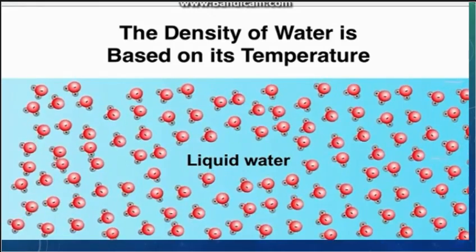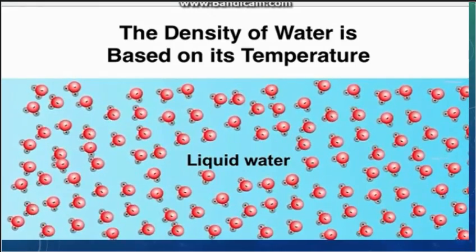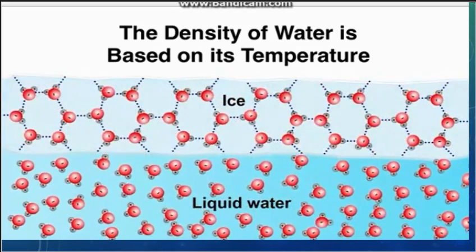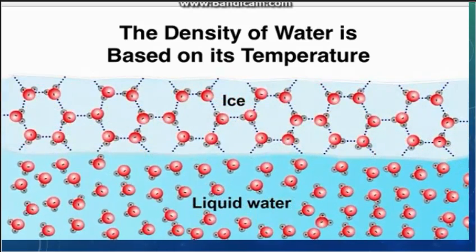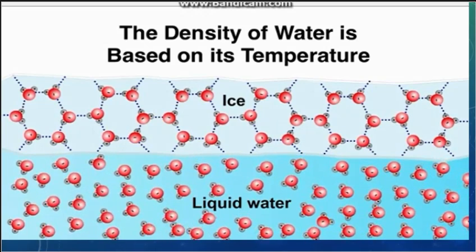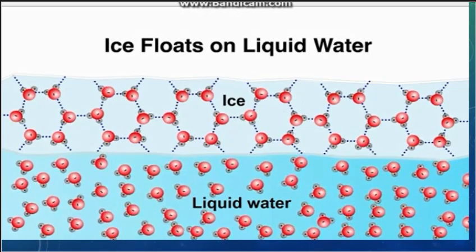However, unlike many other compounds which contract when they freeze, the configuration of the hydrogen bonds in water causes it to expand when it freezes. This expansion causes ice to have a lower density than liquid water, and therefore ice floats on liquid water.